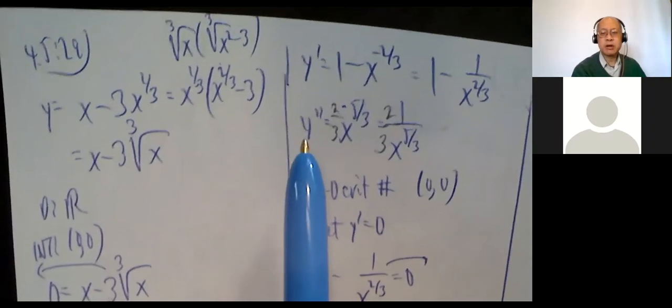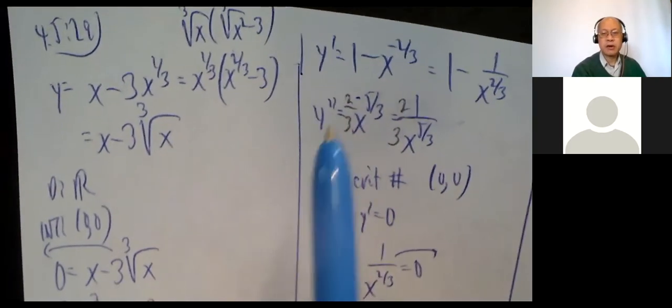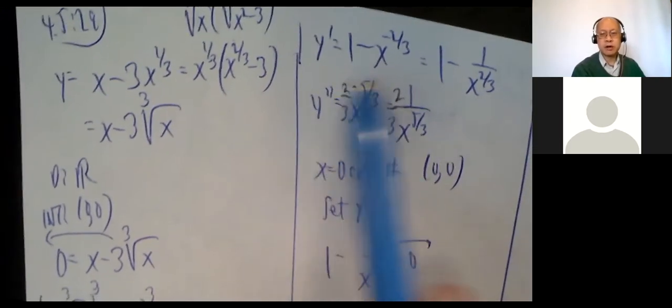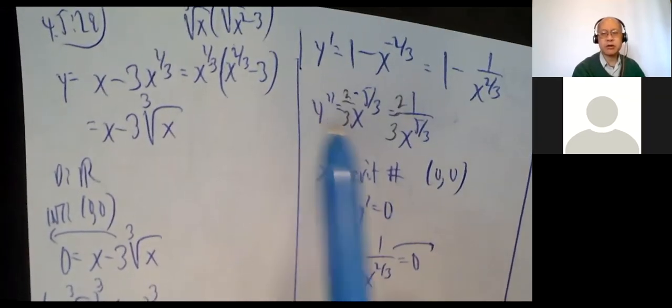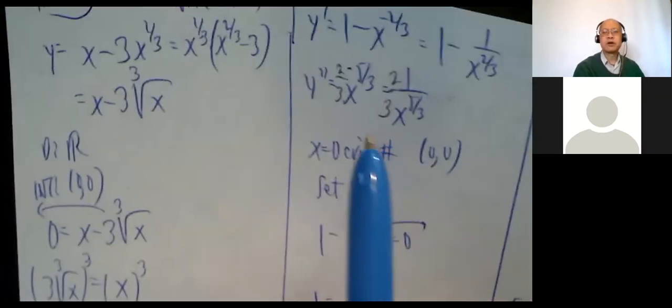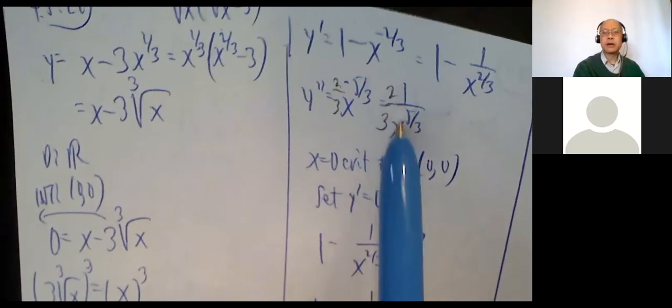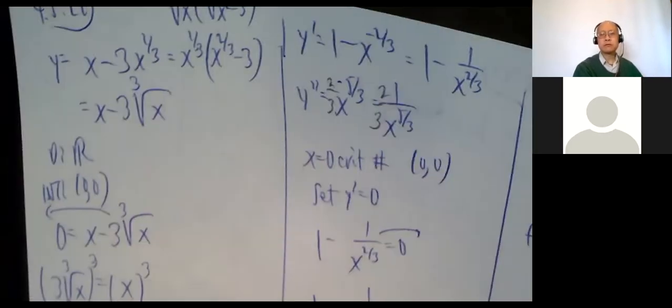Okay, double prime is a little bit clumsy. You can see what I have there, but the derivative of 1 is 0. So I have negative 1 times negative 2/3, that's positive 2/3, x to the negative 5/3, or 2/3 times 1 over x to the 5/3.